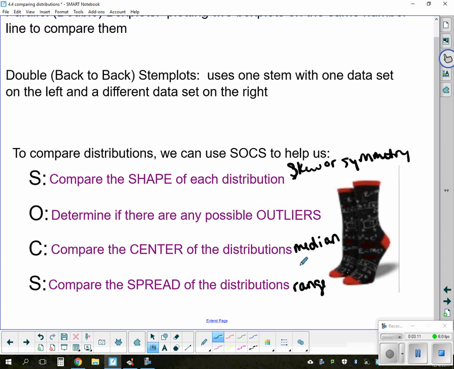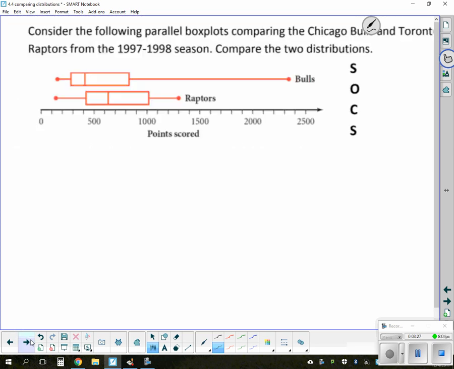Okay? So maybe you're like, well, why didn't we call it a SOMR? I don't know. You can if you want. This is just meant to help you talk about the things. You're going to need to hit every single one of these points when we compare the distributions.